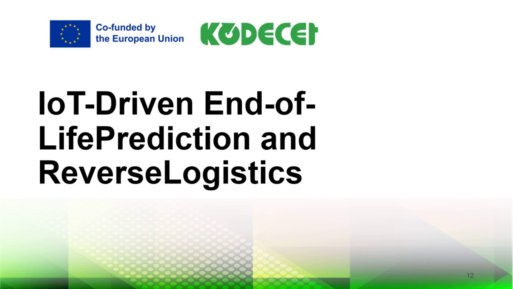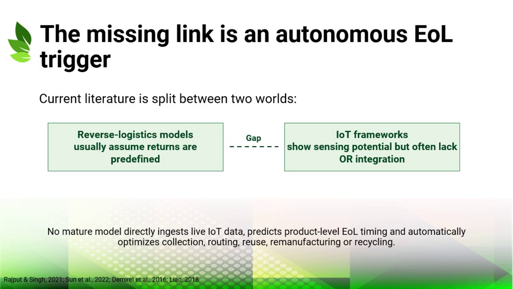Now we are addressing a key gap. Live IoT data rarely triggers formal reverse logistics decisions. Current research links sensing and optimization only partially, especially for product-level end-of-life timing. The missing link is an autonomous end-of-life trigger.